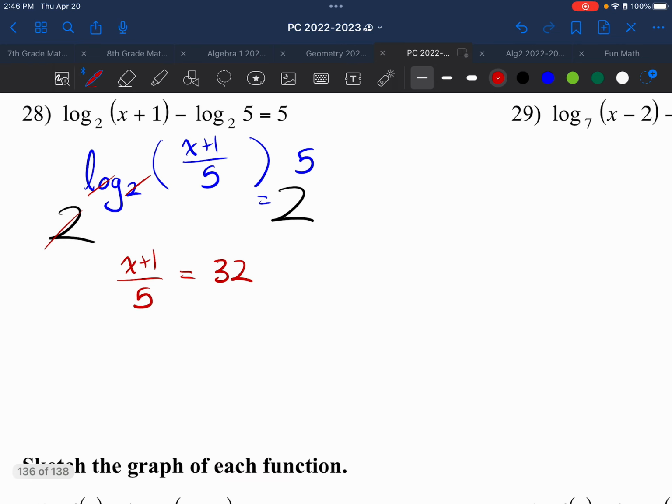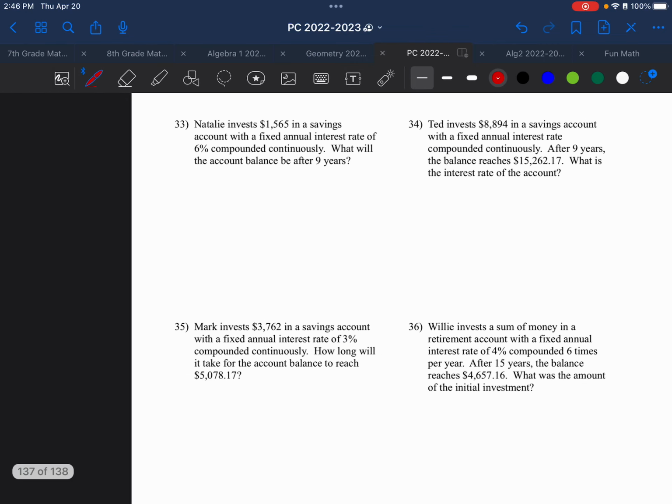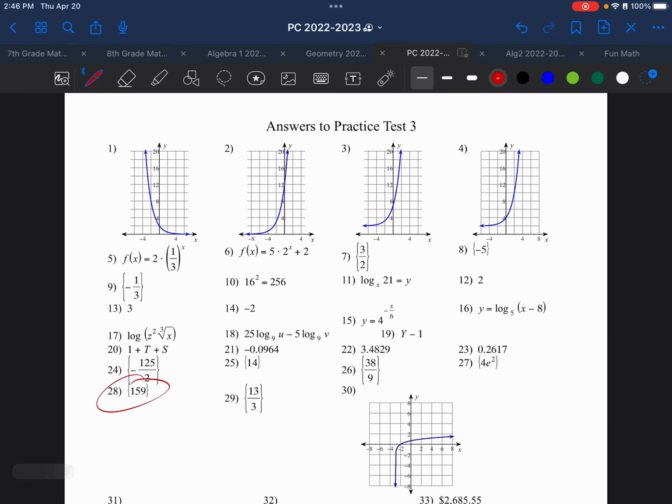And multiply both sides by 5. That's going to be 160, I think, over there, and x plus 1 over here. Subtract 1, and x is equal to 159. Maybe, he said questioningly in his voice. 28, 159. Yay, let's go.